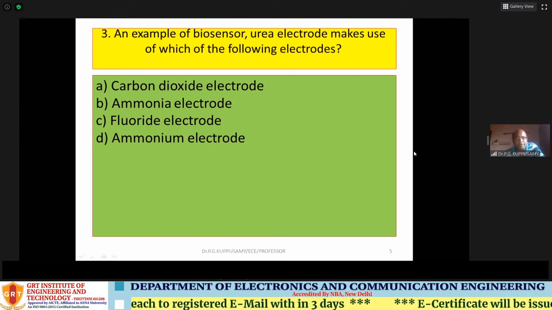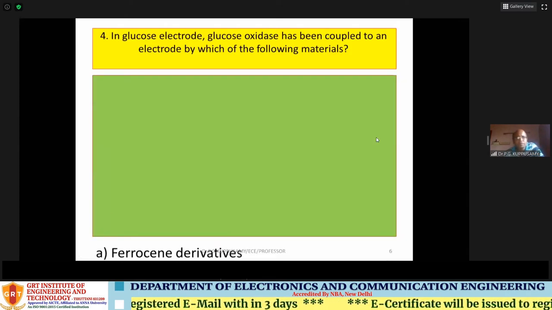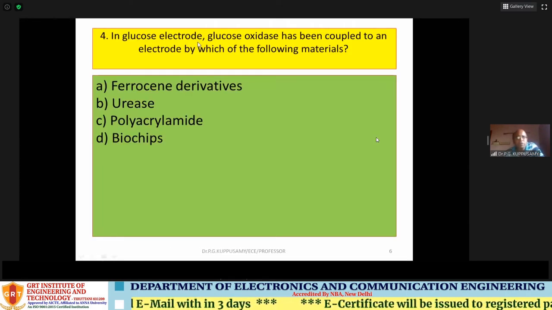Now I am going to take question four. In a glucose electrode, glucose oxidase has been coupled to an electrode by which of the following materials? A. Ferrocene derivatives, ureas, polycrystalline biochips. You can type 4A or 4B or 4C or 4D.